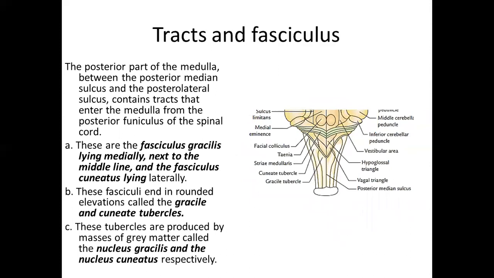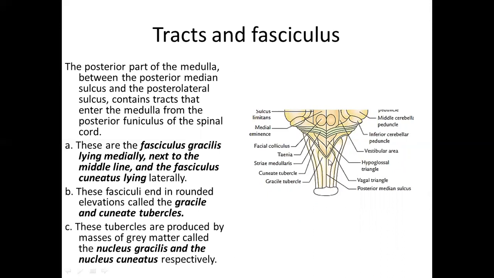Now, various tracts and fasciculus which are going to be part of the medulla are in the posterior part of the medulla, between the posterior median sulcus and the posterolateral sulcus. It has a region corresponding to the posterior funiculus of the spinal cord. So these areas are occupied by the fasciculus gracilis on the medial side and the fasciculus cuneatus lying on its lateral side, right?